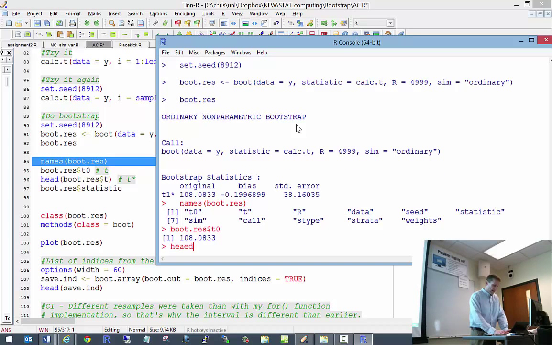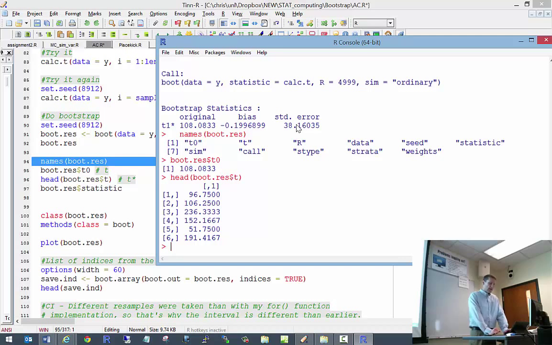If I do a head on boot.res$t, I get a matrix that contains all my T stars. So this is a 4,999 by 1 matrix. Some of the other stuff that you see in there is kind of self-explanatory, like statistic, that gives me my calc.t function.